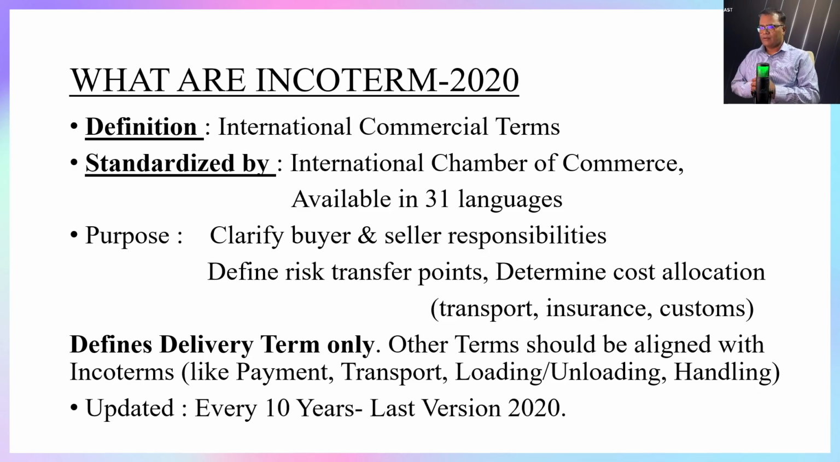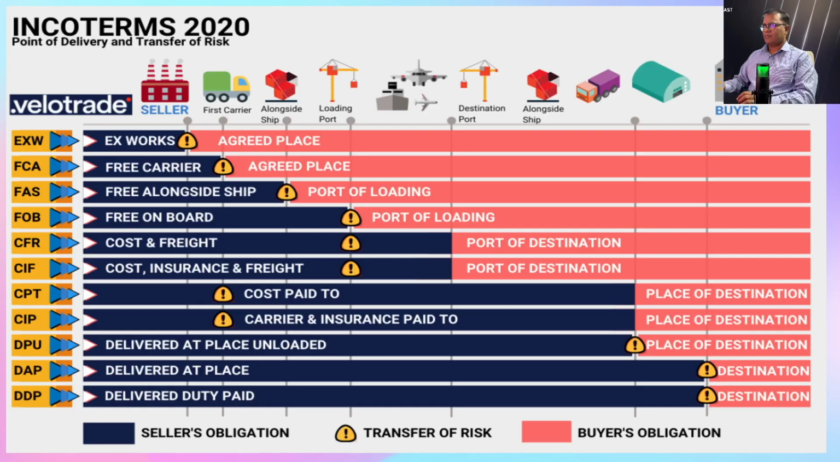The Incoterms are updated every 10 years by the International Chamber of Commerce, and the current applicable version is 2020. Now you can see a chart of Incoterms 2020. It shows you the different types of Incoterms, up to what place the seller is responsible and at which place the buyer takes the risk. Very easily it is shown in this chart.